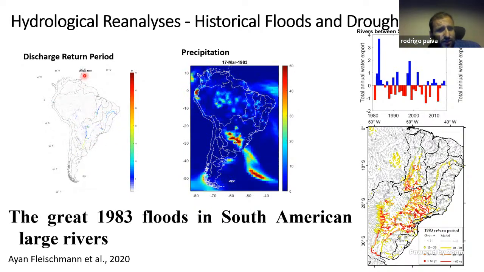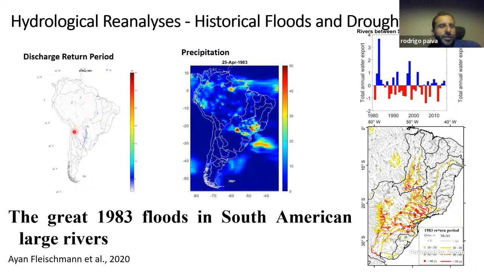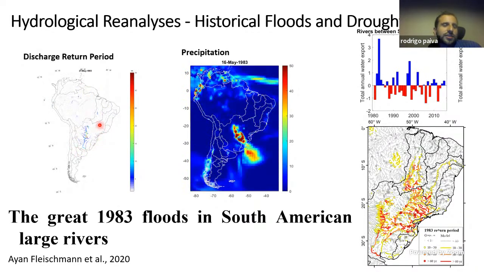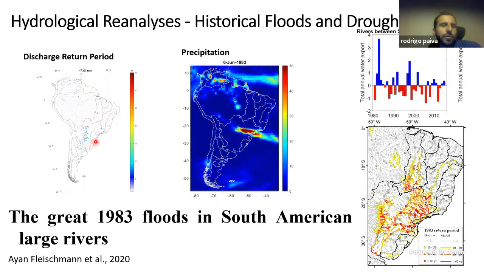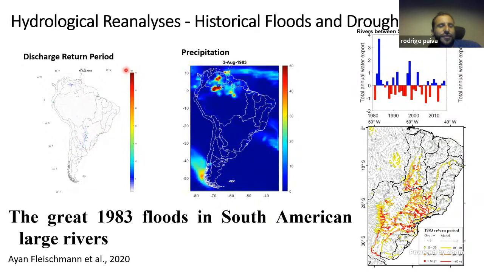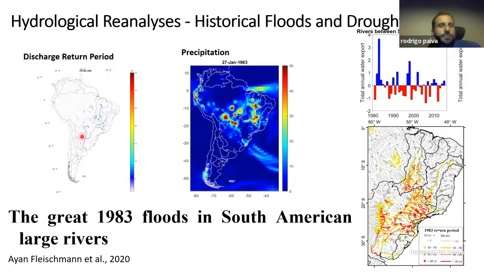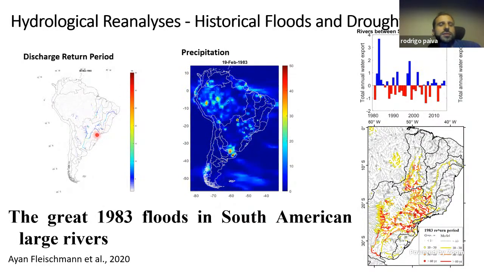Now in March, then in April, and these colors here are not discharge itself, not cubic meters per second, but in terms of return period. So if you see red colors, it means extreme floods.